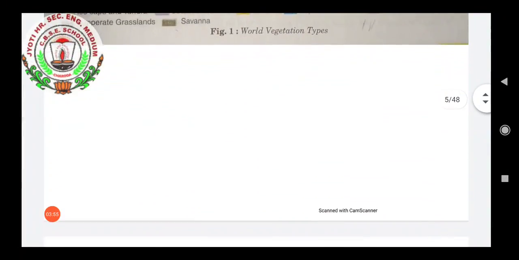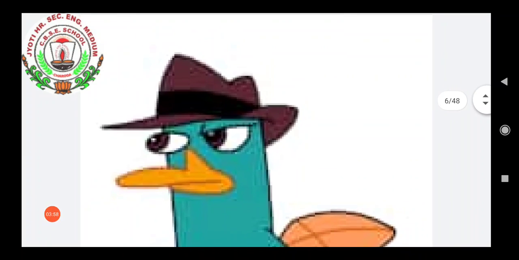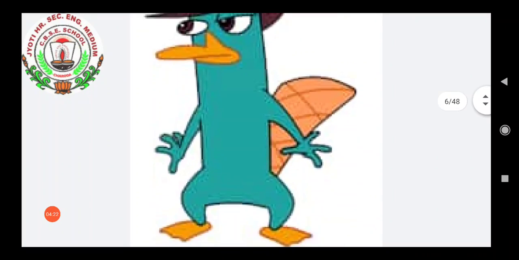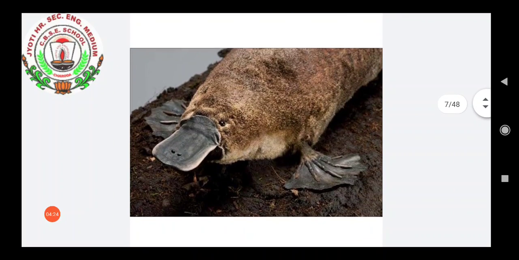Now you can see a picture. Can you identify this? Yes, this is a cartoon character. The name of this cartoon character is, yes, Perry the Platypus. So it is not only a cartoon character, it actually exists. It is found only in Australia. Now I'll show the real picture of this platypus. See, this is the picture of a platypus.